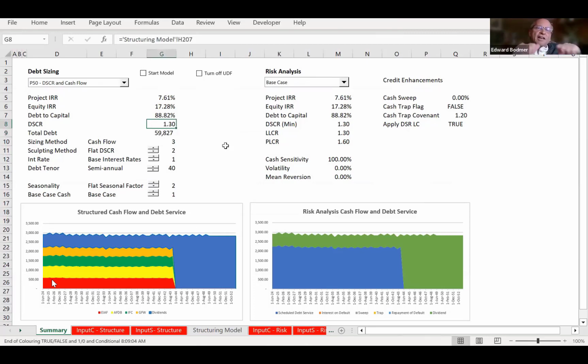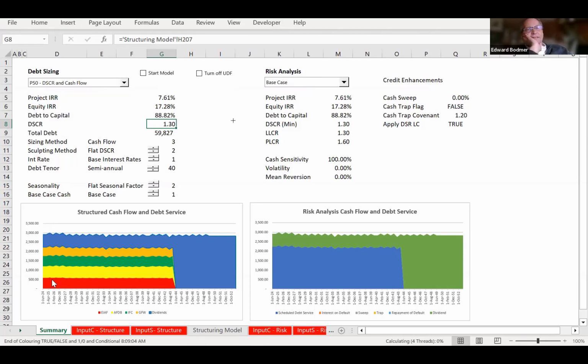And you notice there was no button to press. There was no copy and paste, even though there's a whole lot of circularity here. There was nothing to press. Or we could go to a P90.